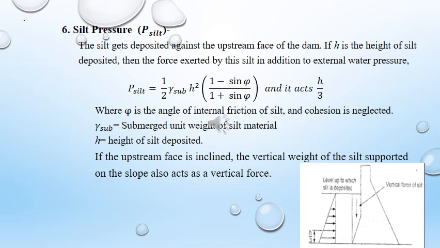The silt pressure force, capital P silt, is given by 1 by 2 gamma submerged into h square into 1 minus sin phi upon 1 plus sin phi. This ratio is K, the active pressure coefficient, and it acts at h by 3 from the base. If the upstream face is inclined, the vertical weight of the silt is supported on the slope and also acts as a vertical force.